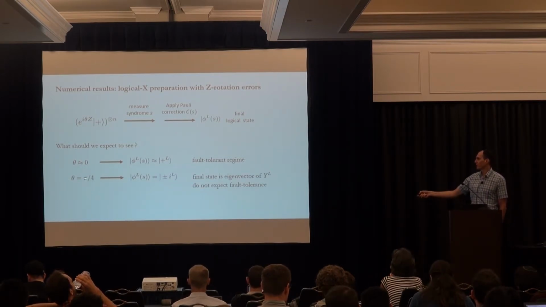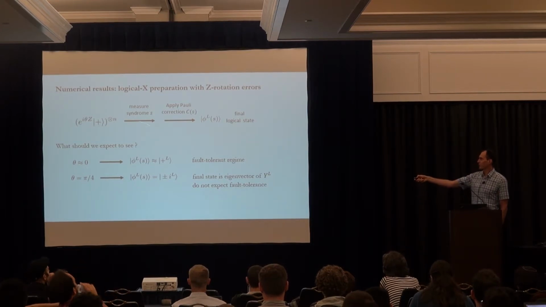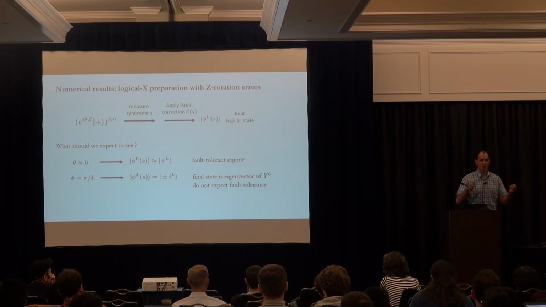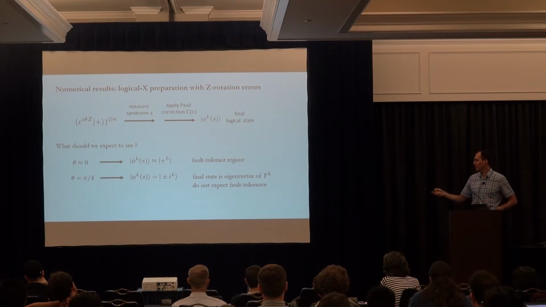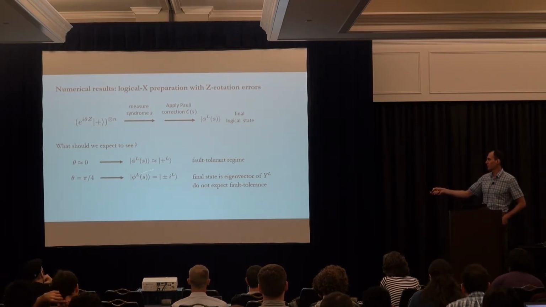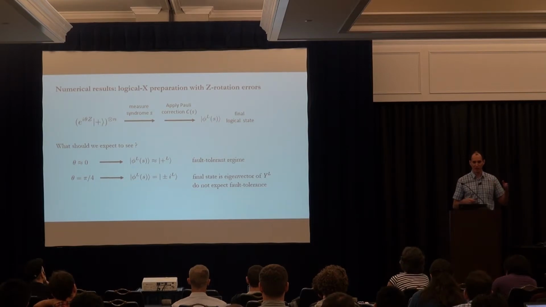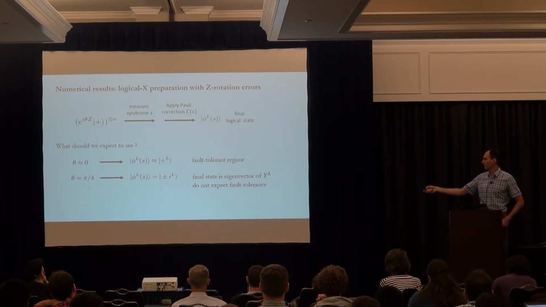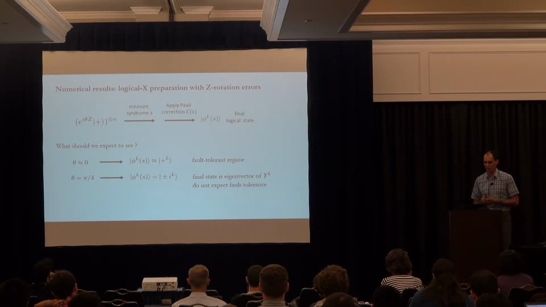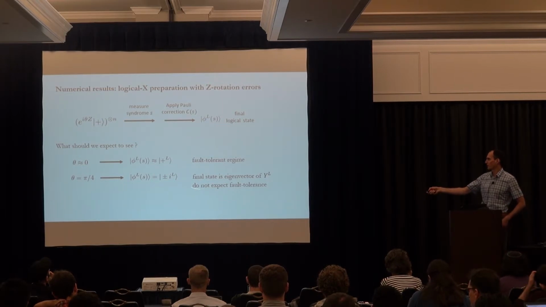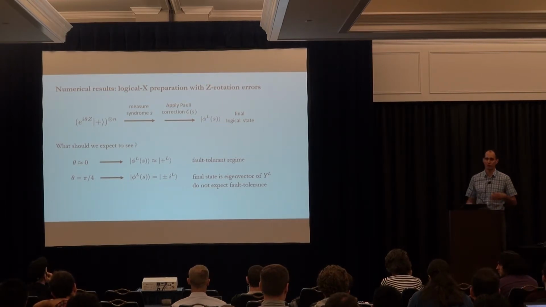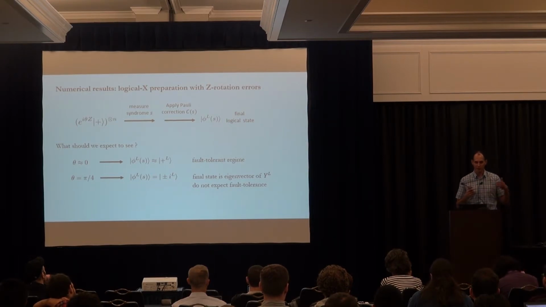Now, if we pick theta equals pi over 4, it means that our initial product state is a basis state of the Y basis. One can easily check that in this case, the final state is always an eigenvector of logical Y. So in this case, we never get the desired logical state. But here we don't expect fault tolerance because the measured syndromes are essentially random.